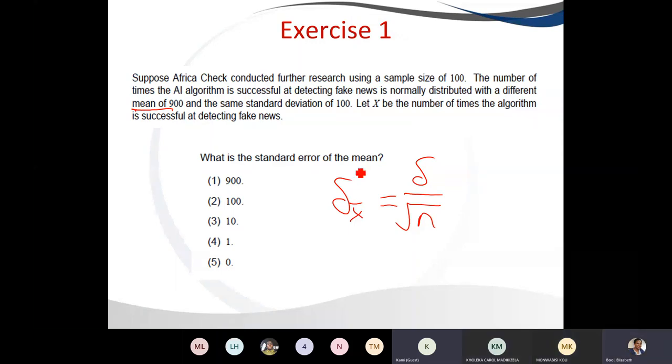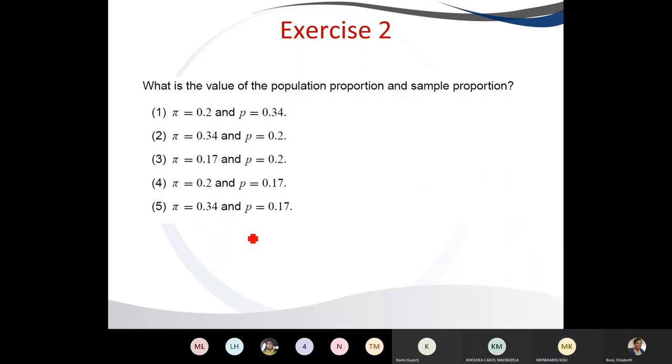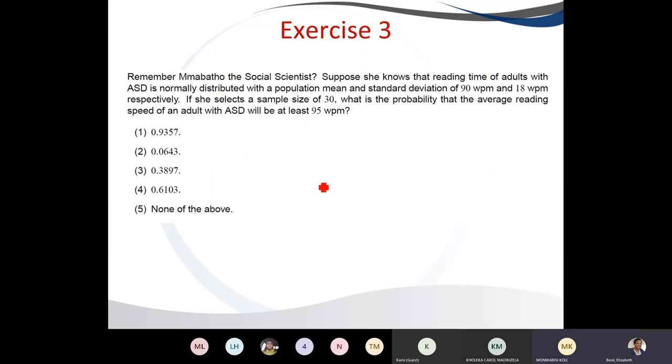So how do we calculate it? What is the standard deviation? 100. Standard deviation is 100, and the square root of n, our n is 100 also. And then the answer will be 100 divided by the square root of 100, which is 100 over 10. This one also, we did this one, so you don't have to do it. The last question.